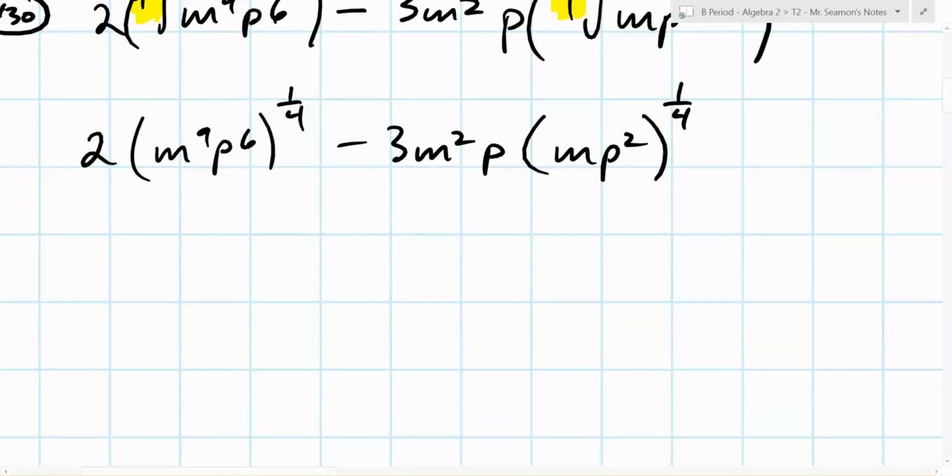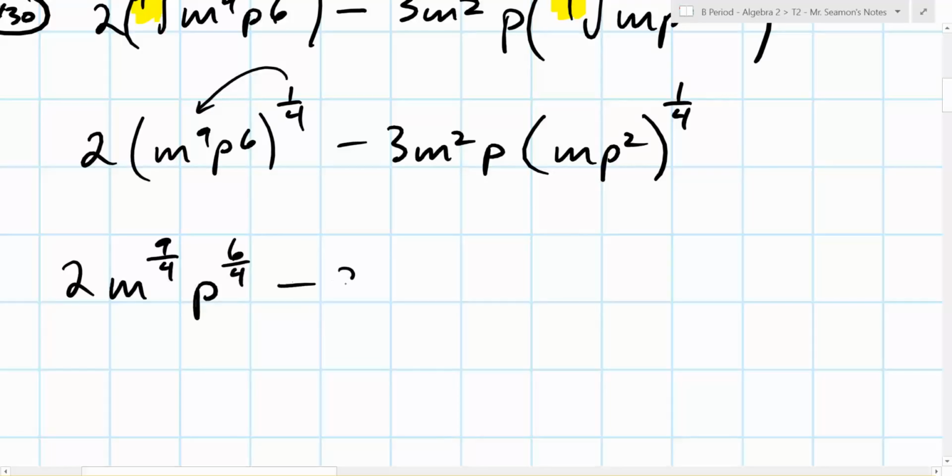What do we do with powers of powers? You multiply them, exactly. So you take this 1/4, you multiply times 9, so you get 2m to the 9/4 and p to the 6/4, minus 3m squared p times m to the 1/4 and p to the, so it's okay if I do 1/2?